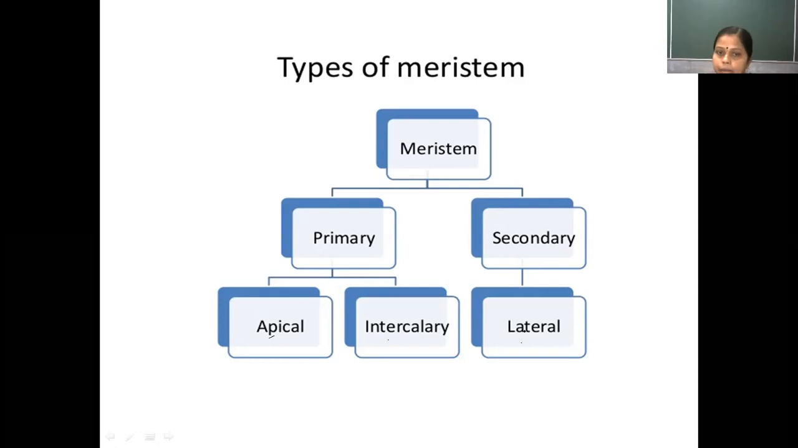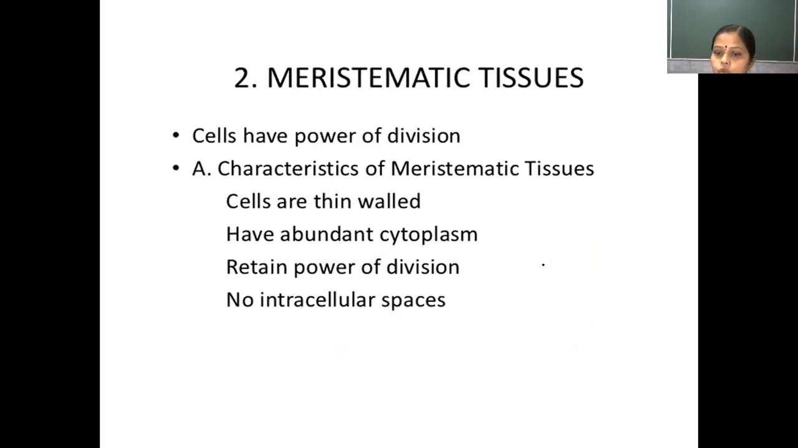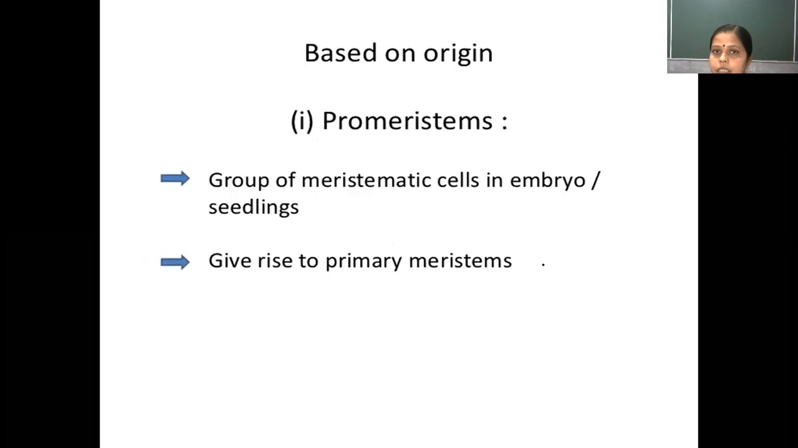So that's why apical and intercalary meristem are the types of primary meristem which are involved in increasing the length of the plant. Whereas lateral meristem is a type of secondary meristem which develops at the later part of the plant life and is involved in increasing the width of the plant. Okay. So other types of meristematic tissues are also there. This is a characteristic of the meristematic tissue. These are thin walled, with abundant cytoplasm, and they have the capacity of division with no intercellular space. Okay. So other types of meristematic tissue are also there, apart from what we have discussed in this flow chart.